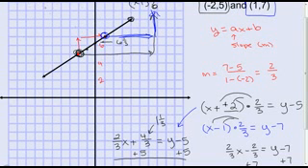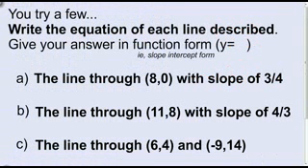Do you feel like you're starting to get the hang of this? Why don't you try a few here? I've got 3 lines here described. The first one is going to go through the point 8, 0. Be careful, this is not a y-intercept. This is a point on the x-axis. So it goes through the point 8, 0 with a slope of 3/4. This one goes through the point 11, 8 with a slope of 4/3.